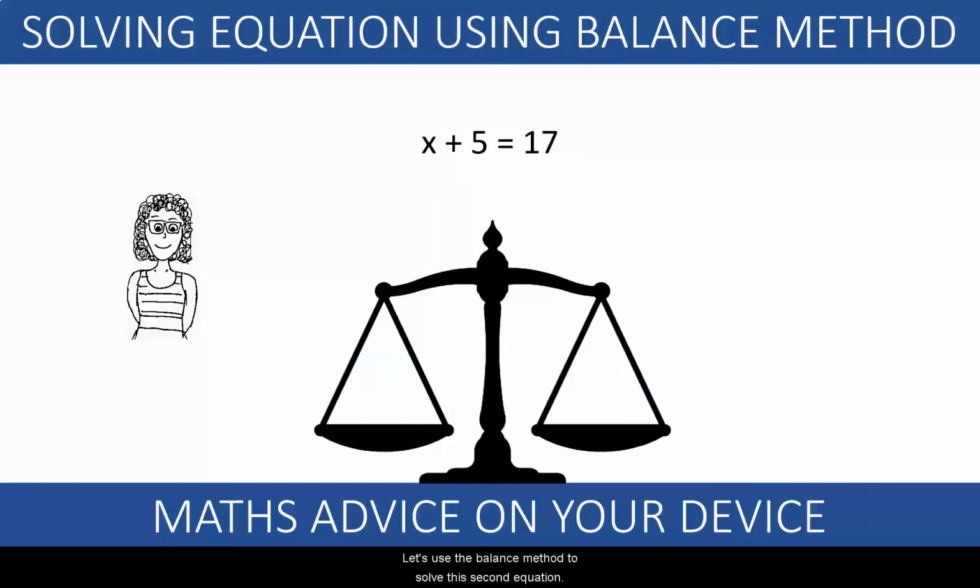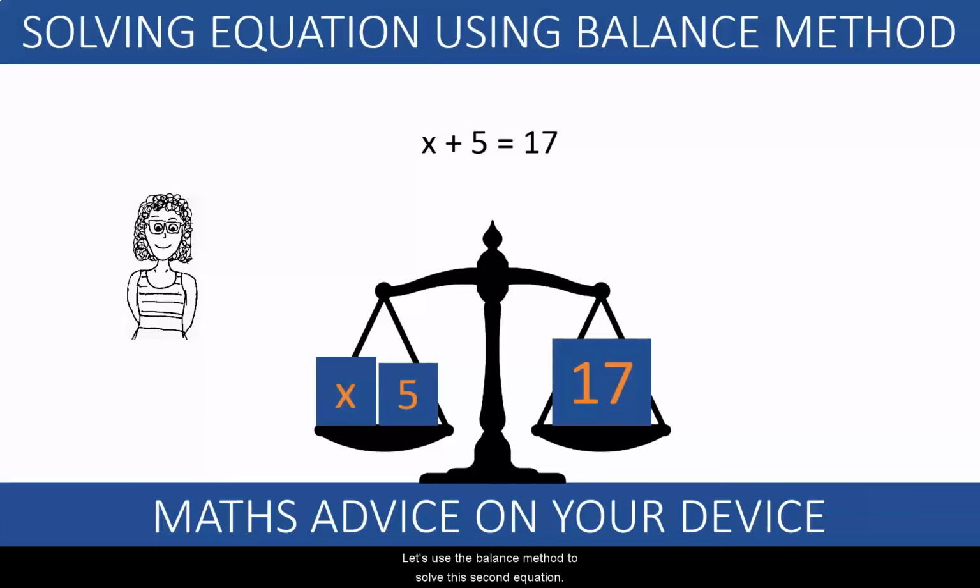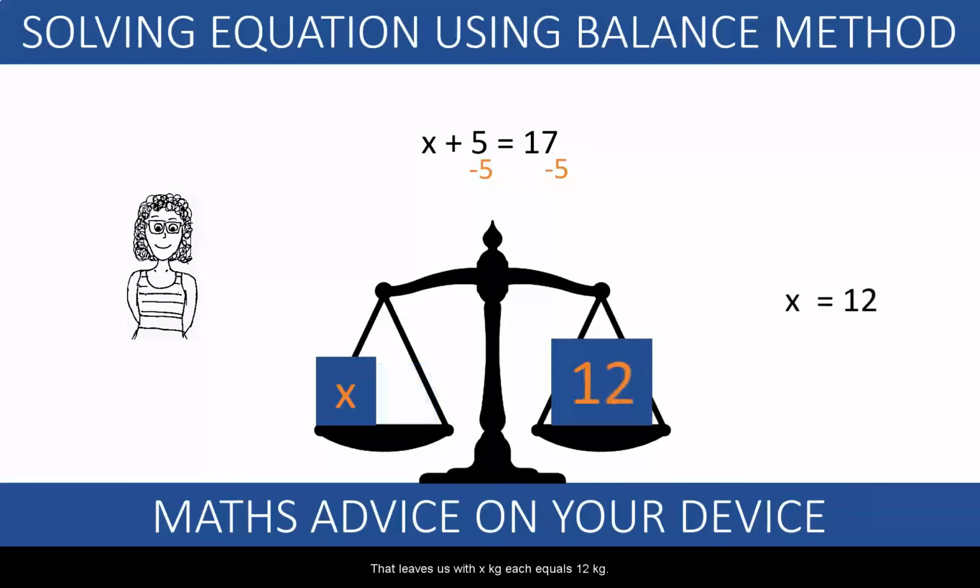Let's use the balance method to solve this second equation. I have one box and add 5 kg on top of it. That must balance exactly 17 kg on the right-hand side. So I could remove 5 kg from both sides. That leaves us with x equals 12 kg.